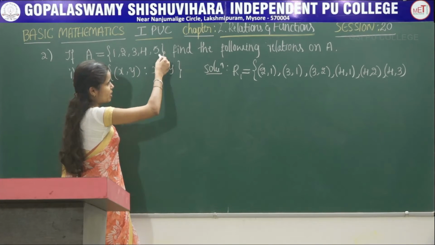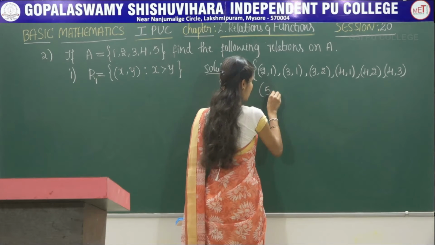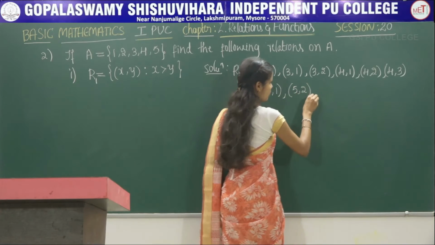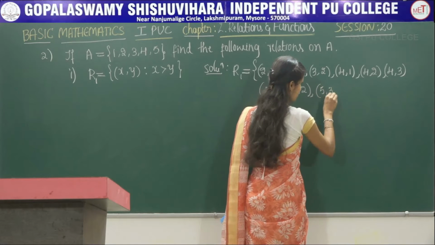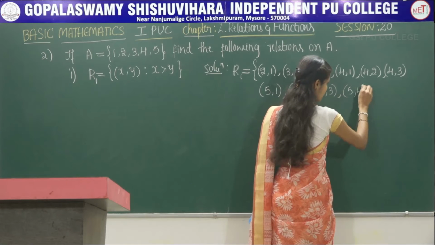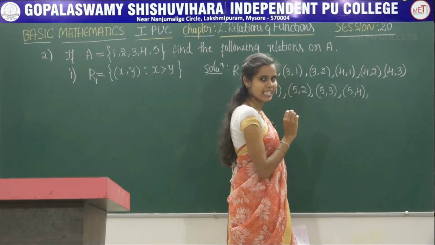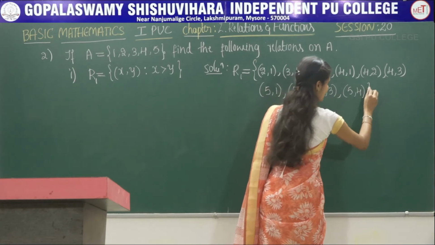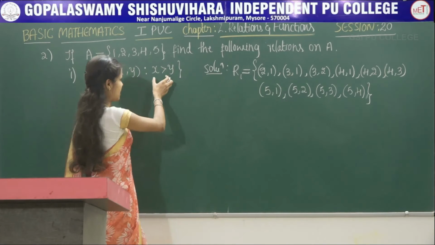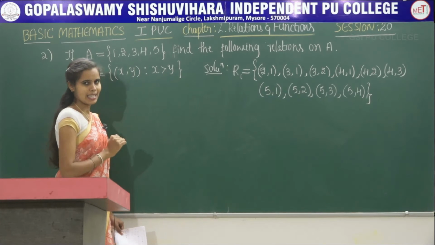Next verify (5,1) up to (5,5). 5 is greater than 1, true, therefore ordered pair (5,1) is also an element. 5 is greater than 2, true, (5,2) is also an element. Ordered pair (5,3), 5 is greater than 3, true. (5,4), 5 is greater than 4, true, therefore it is also an element. Last element (5,5), 5 is greater than 5, false, therefore it is not an element. So these are the elements of the given relation R1 satisfying the condition x is greater than y, meaning the first element is greater than the second element.